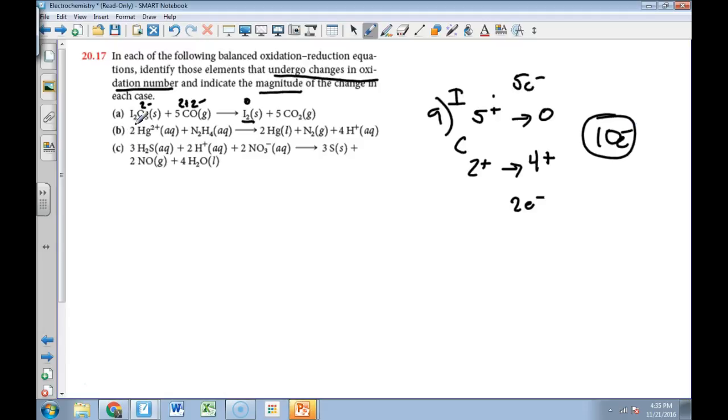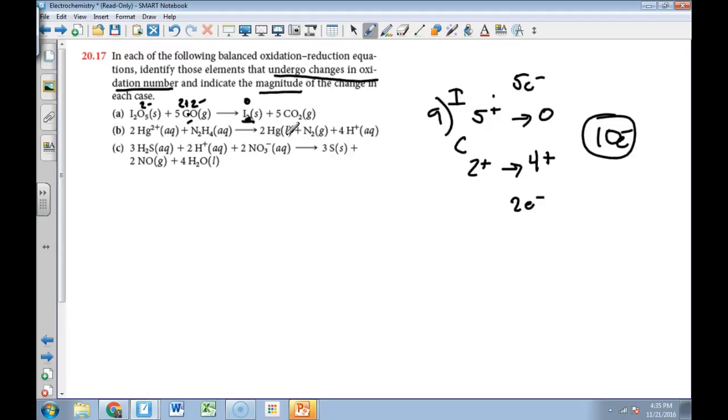And we can see here, because how many iodines do we have on each side? It's balanced. So how many iodines is that? It's 2. So 2 times 5 is 10. And then same thing with the carbons. There are 5 of them, a coefficient of 5, and 5 times 2 is 10. Okay, so now we do the same thing here.